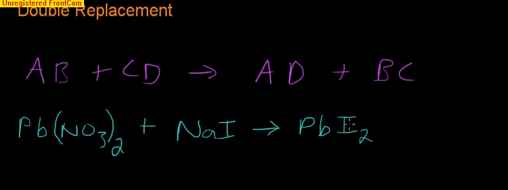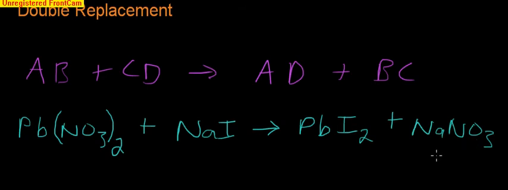The iodine here has a -1 charge, and the lead still has a +2 charge, so it's PbI2. And then what we're going to have after that, the sodium is going to combine with the nitrate from the left-hand side. So we've got NaNO3. Now this time we don't need to put parentheses because the charge on sodium is +1 and the charge on nitrate is -1, so it cancels out just like it is.